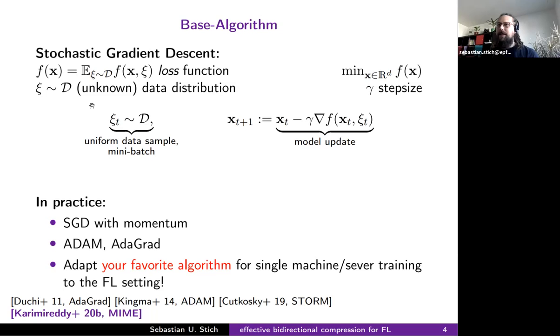In SGD, we want to minimize a loss function that is given in stochastic form, and we can access stochastic gradients. So I can either compute the gradient on a mini batch, or on the full data, or on a single sample. And I update my model parameters by moving a small step into the negative gradient direction.